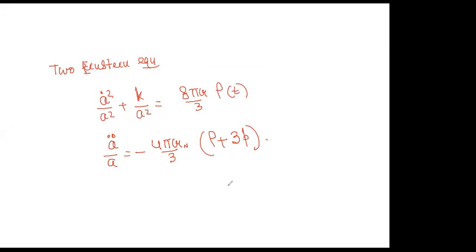Now just a little look at these two equations. First of all, the first equation gives you the first derivative. It's a kind of a constraint equation that you can have. The second equation actually gives you the dynamics. It gives you the second derivative, or the acceleration term.